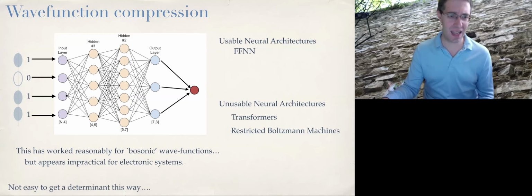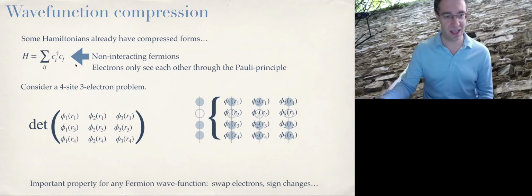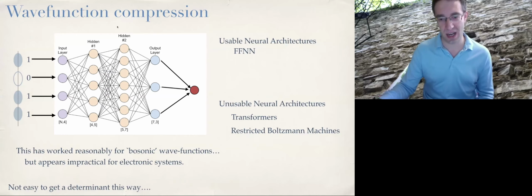And I can motivate in a couple different ways why this is hard. One way is, let's imagine that you wanted to solve the simplest problem. We already worked on the simplest problem. The electrons don't see each other at all. That answer is a determinant. If you want to get a determinant optimized out of a feed-forward neural net, it's a pain in the neck. I don't know if you've ever sat down and tried to optimize a feed-forward neural net to match a determinant, but it doesn't work particularly easily.